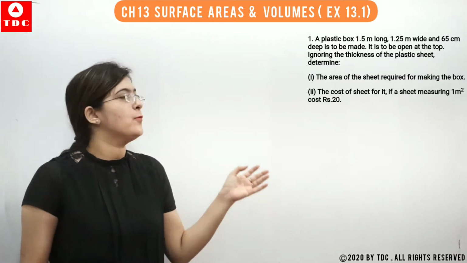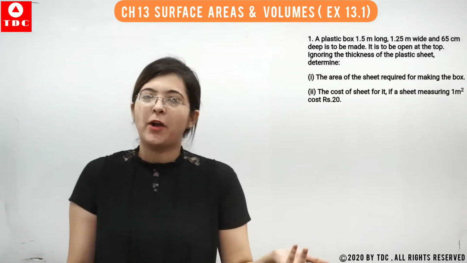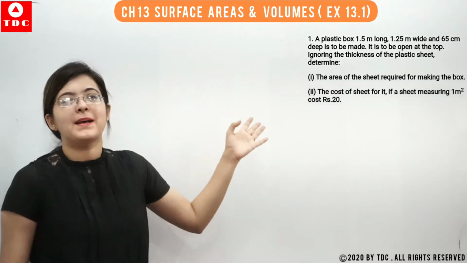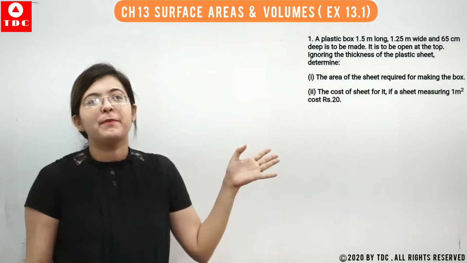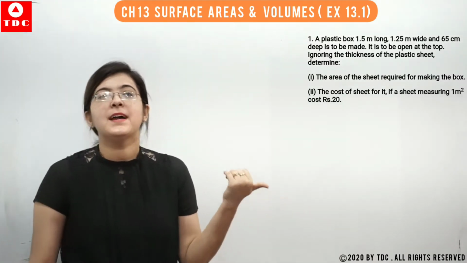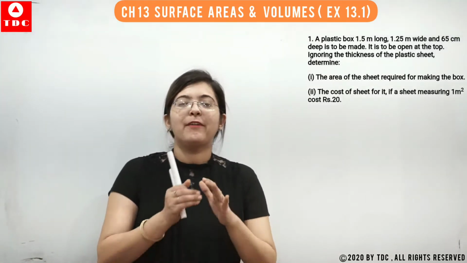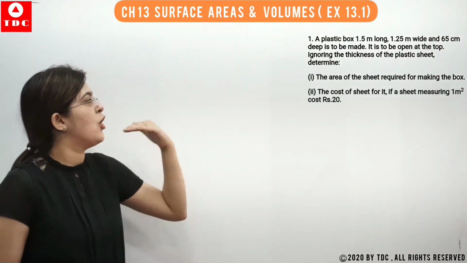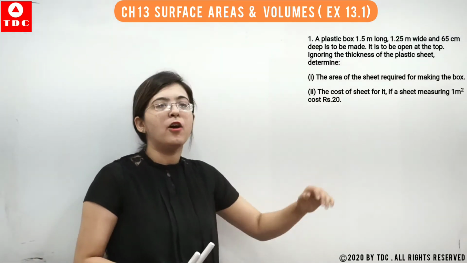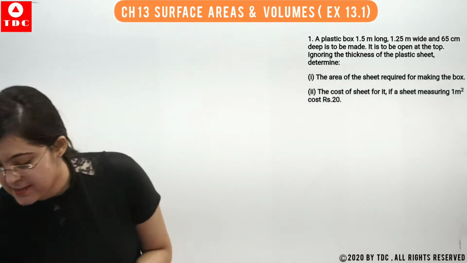See the first question. What it is saying: a plastic box, that means it will be of a cuboid shape because the length, breadth and height are given. A plastic box of 1.5 meter length, width would be 1.25 meter, and the depth or height would be 65 centimeters, to be made. We have to make a cuboidal box. Its top is to be kept open. What we have to find? We have to find the area of sheet to make it and the cost. Two parts are there.